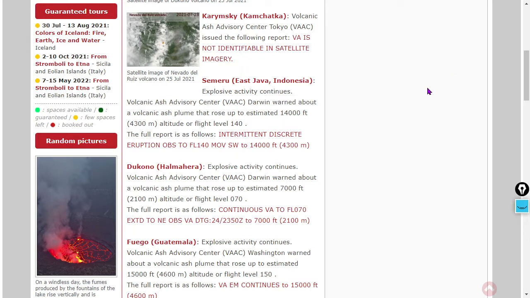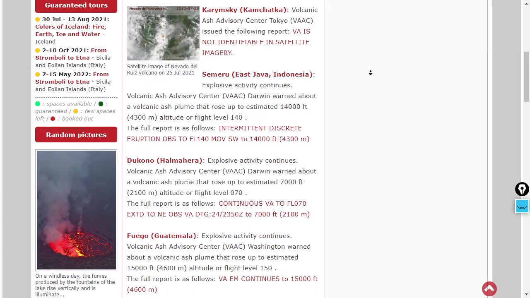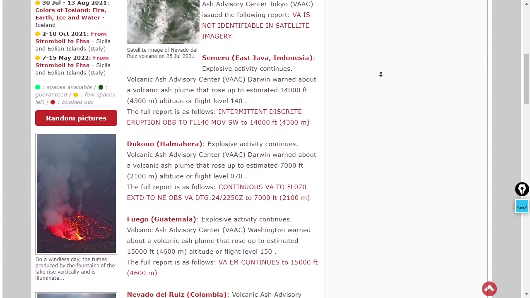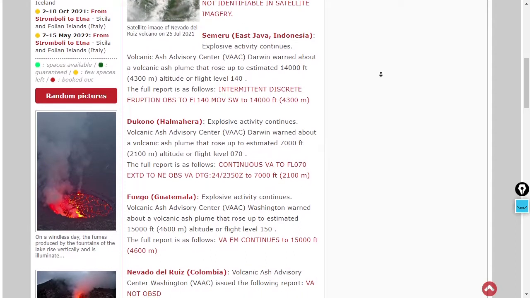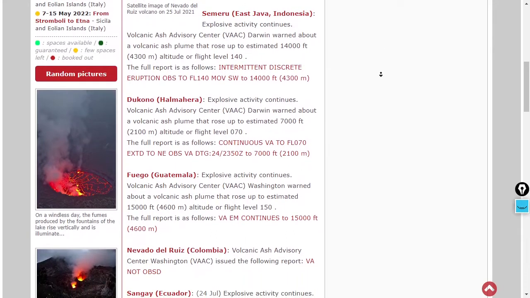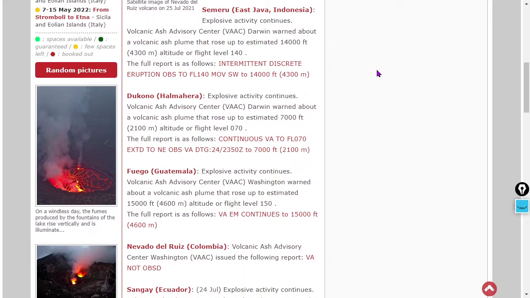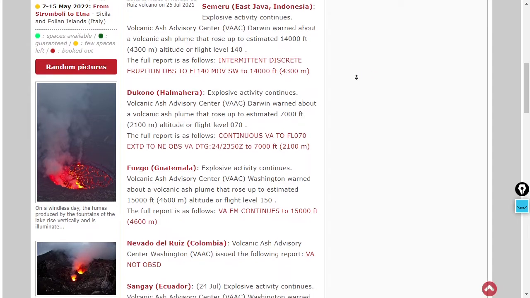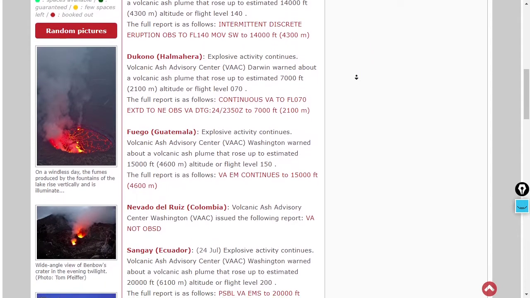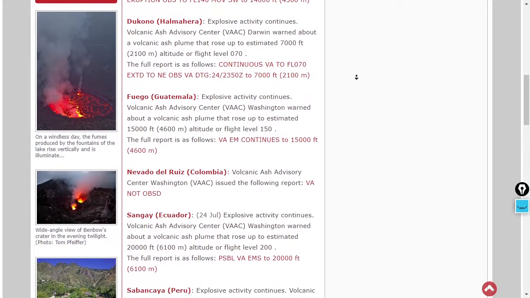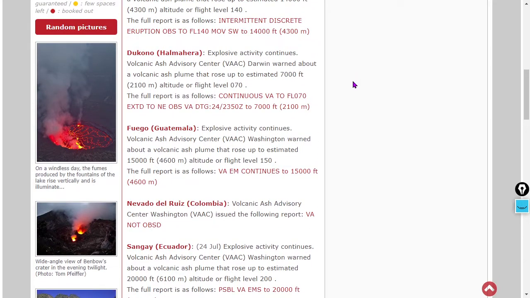So Karymsky is on the list, but we don't know if it's erupting because it's not identifiable in satellite imagery. And Kamchatka is one desolate place, folks. Not too many people on Kamchatka right now. Semeru, on the Isle of East Java, producing an intermittent eruption. It's only a 14,000-foot plume of volcanic ash. Dukono exploding, flight level 070, with a 7,000-foot ash plume.